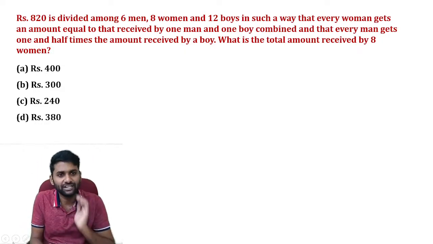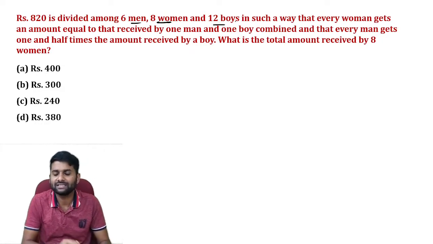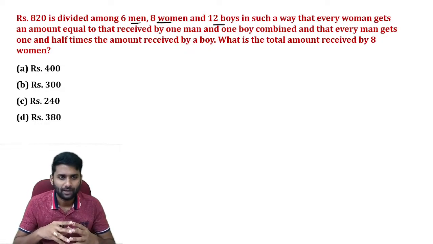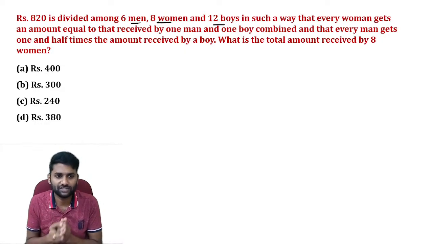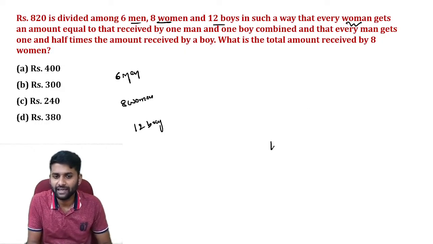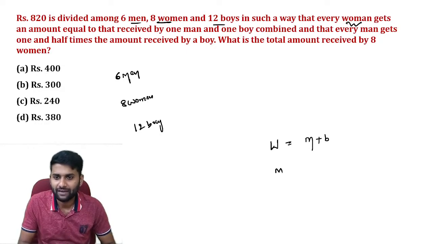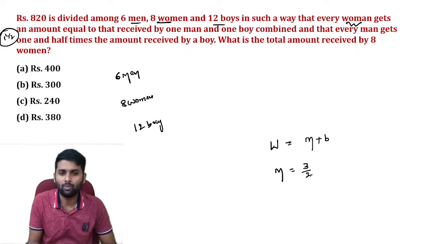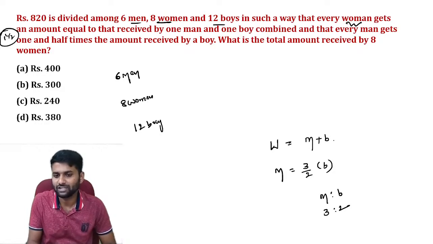Now see the question here. 820 rupees is divided among 6 men, 8 women and 12 boys in such a way that every woman gets an amount equal to that received by one man and one boy combined, and every man gets 1.5 times the amount received by a boy. What is the total amount received by 8 women? Now see, we have 6 men, 8 women and 12 boys. They clearly mention that each woman gets an amount equal to the amount received by a man and a boy. So woman's amount W is exactly equal to M plus B, and every man gets M, which is 1.5 times, that is 3 by 2, the amount received by a boy. So men and boy are in the ratio of 3 is to 2, then woman is 5 units.